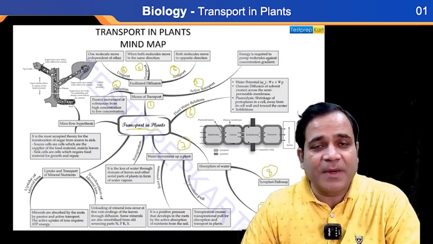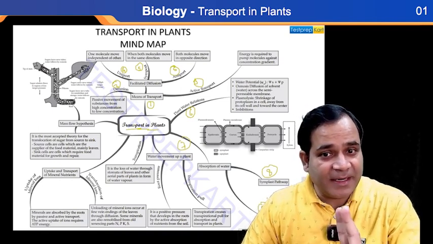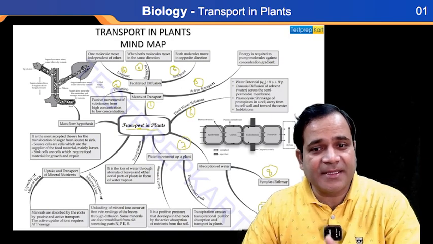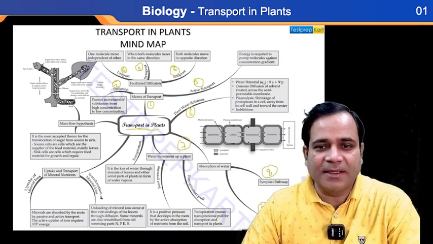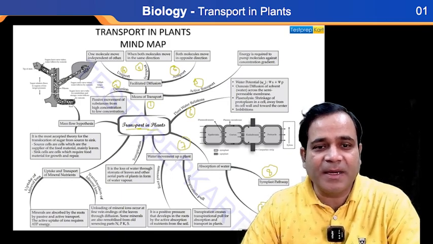Then after what, apoplast pathway. There are two pathways, my dear. One is the symplast pathway, and the second one is the apoplast pathway. Getting my point? Yes. Now, next, water movement up a plant.